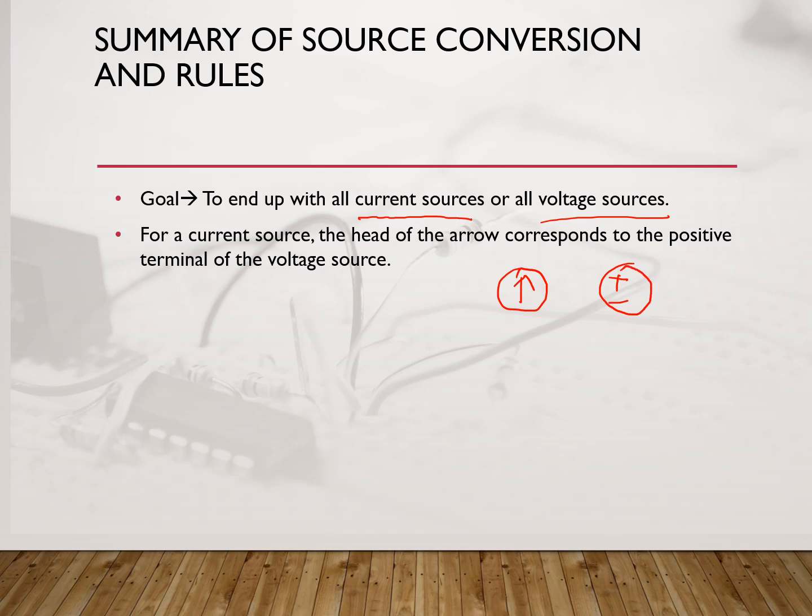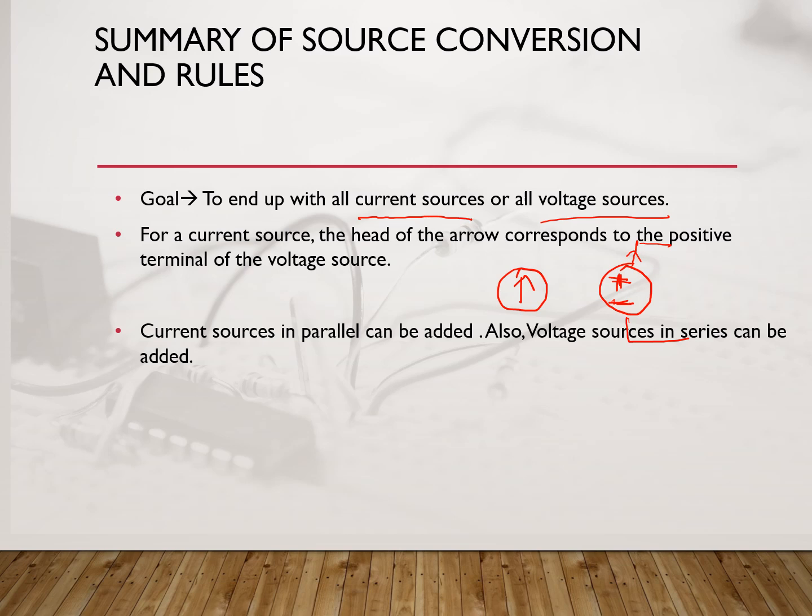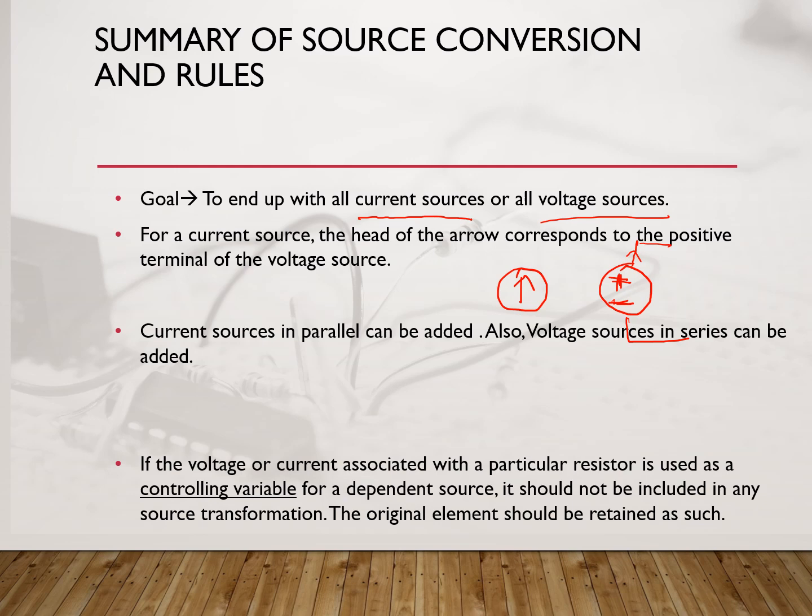Or in other words, the current is flowing upwards, and current always flows out from the positive polarity like this. So the effective current direction is going to be the same for the voltage source. The head of the arrow corresponds to the positive terminal of the voltage source. Now, current sources in parallel can be added, and voltage sources in series can be added, like we said.